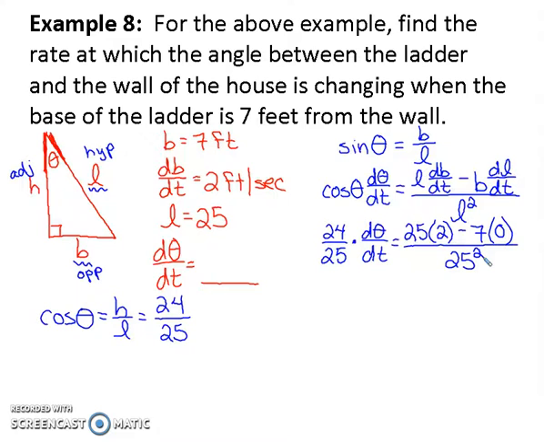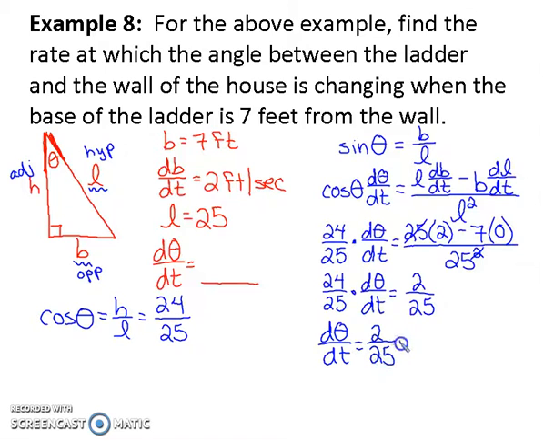So now I've got all those numbers in there. I just have to solve for d theta dt. So I've got 24 over 25 times d theta dt. So I'm going to simplify this fraction on the right here. So 25 times 2 is actually 50 over 625. But what I'm actually going to do is cancel a 25 out of both of these. So that becomes 2 over 25, because the 7 times 0 just becomes 0. So then d theta dt, if we divide the 24 over 25 over, that means we multiply by the reciprocal of it. Notice those 25s cancel, and so we get 2 over 24, or 1/12.